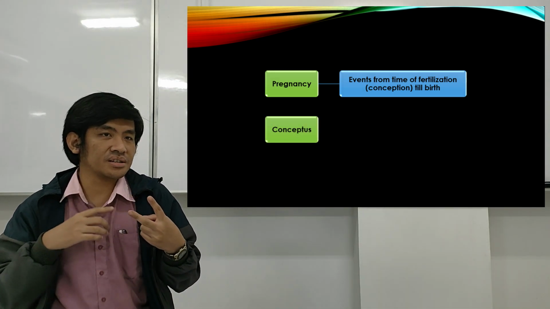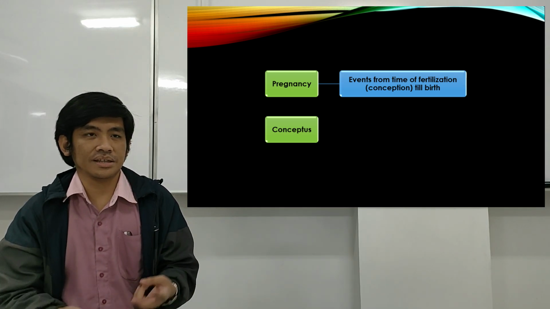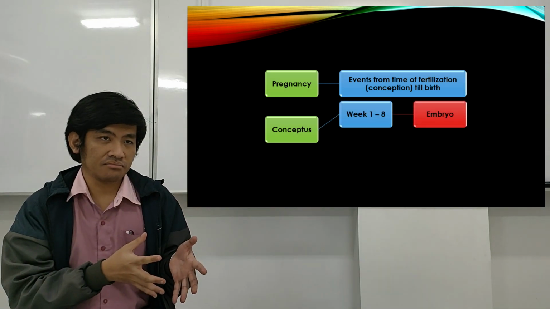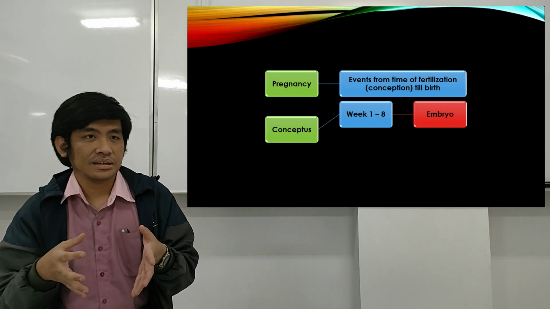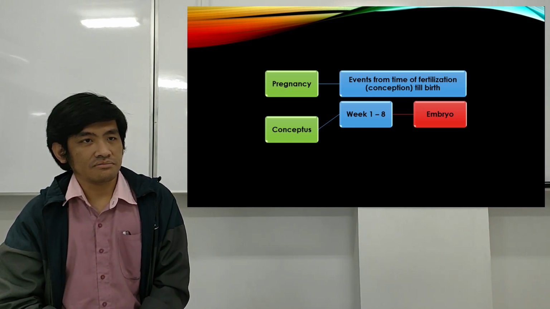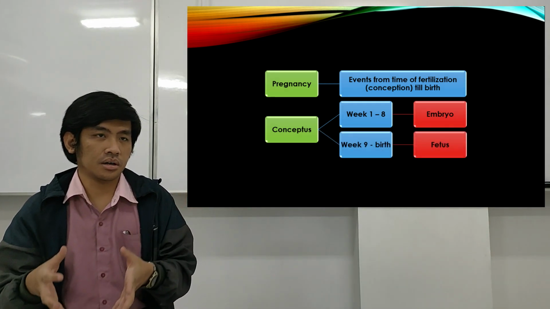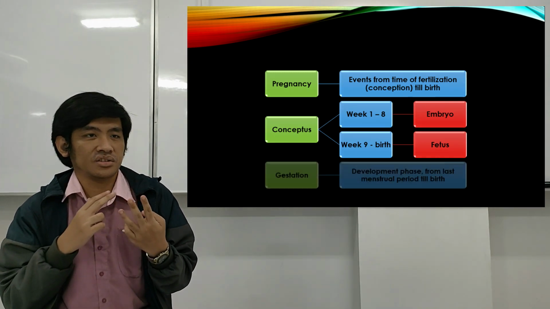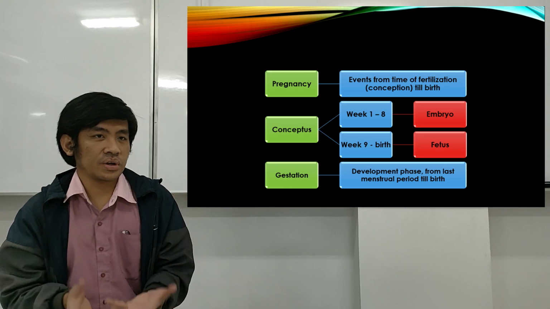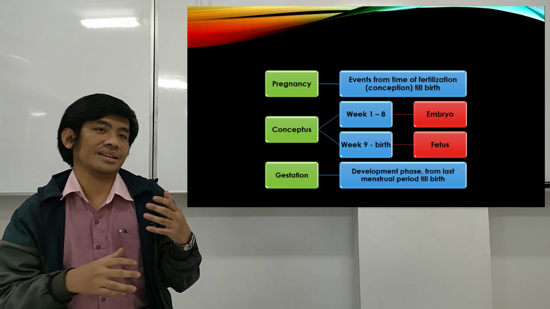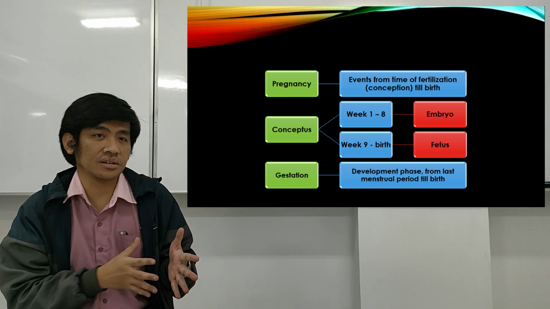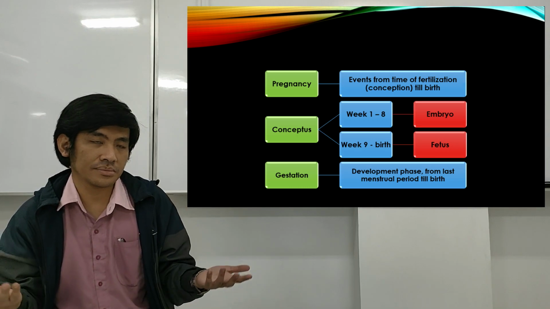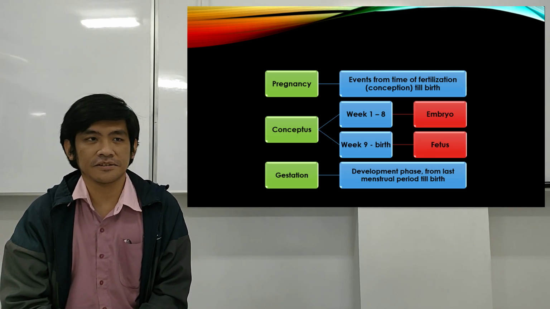Conceptus refers to the pregnant woman's developing offspring. From week 1 to week 8, the conceptus is called an embryo, while from week 9 until the birth, it's called a fetus. The third is gestation, which refers to the development phase, and it extends by convention from the last menstrual period until birth, approximately 280 days.